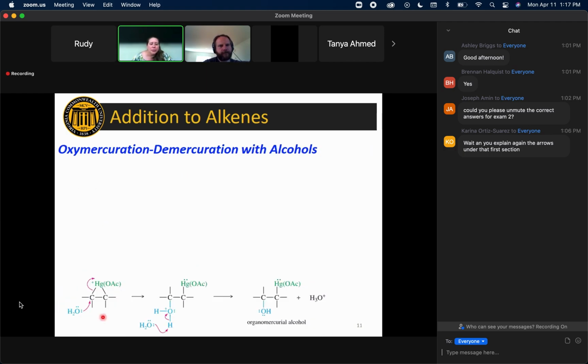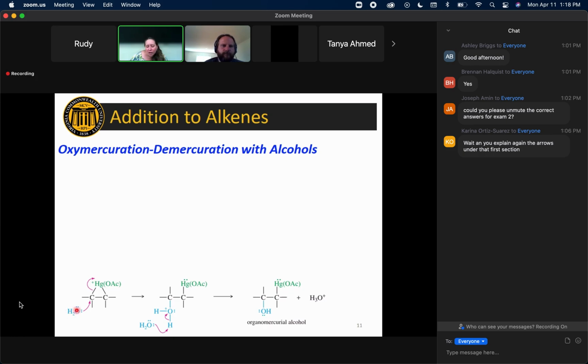Okay, so the last feature of oxymercuration-demercuration is kind of cool. What we're going to do is take what we already know about oxymercuration-demercuration and extend it just a little bit, and see what happens if instead of doing this reaction in water, we do it in an alcohol solvent. So we're just changing the solvent. Instead of water, we're going to do it in an alcohol solvent like methanol or ethanol.